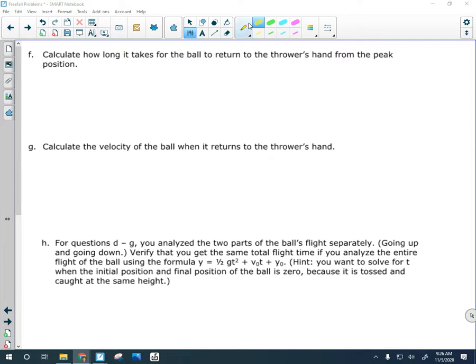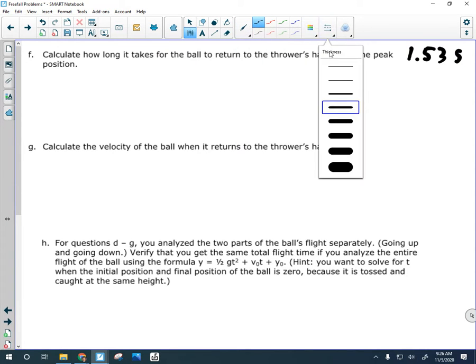Okay, so again, with symmetry, we can assume that if it took 1.53 seconds to go to the peak, it's going to be 1.53 seconds to come back down. If I wanted to prove that, what I would say is I want to analyze kind of the second half of the flight.